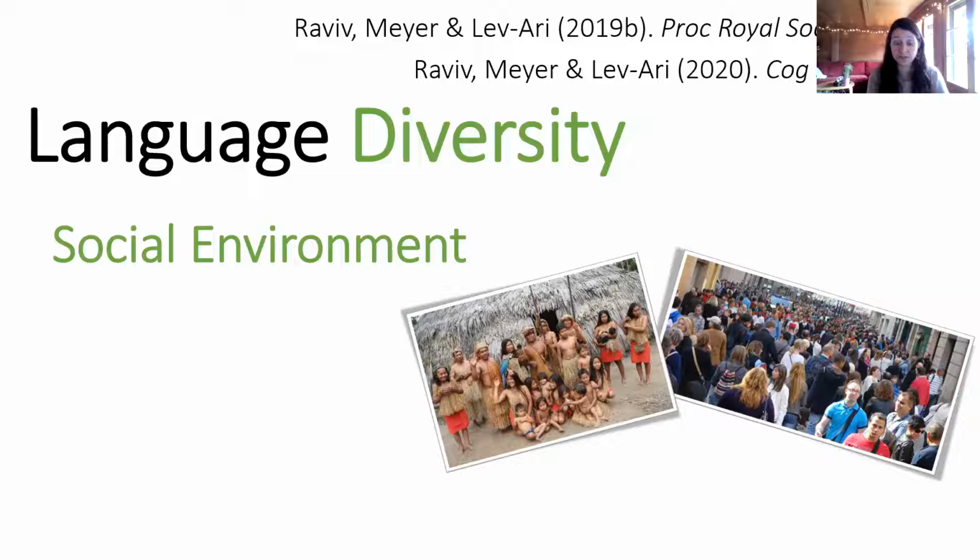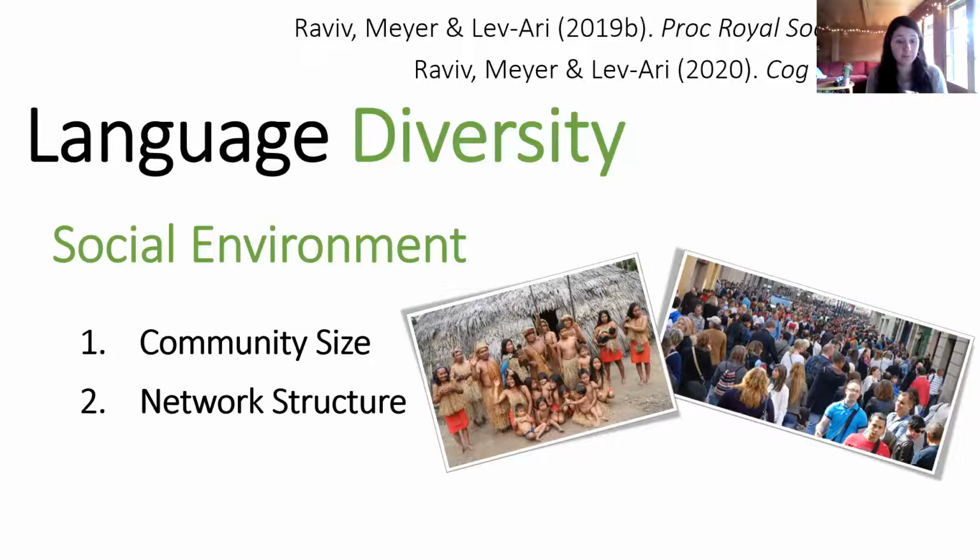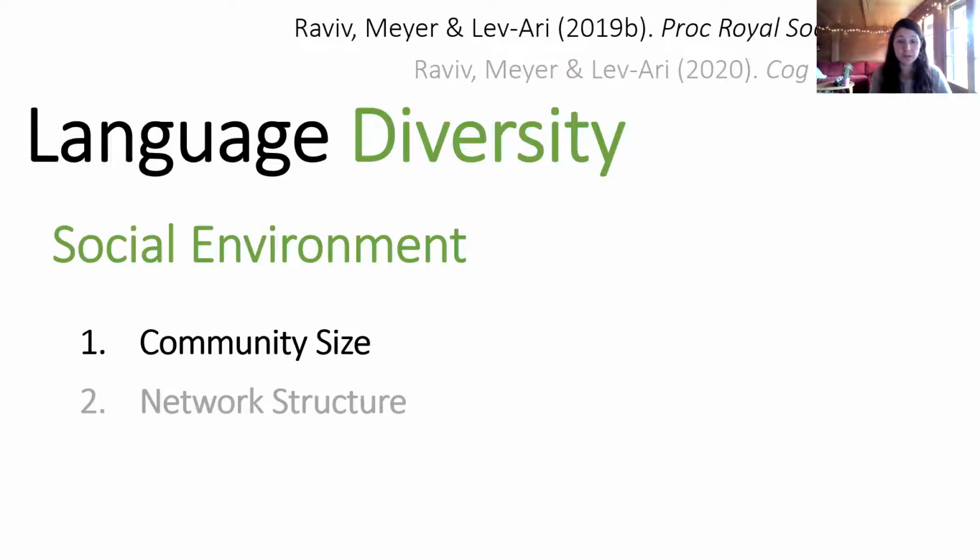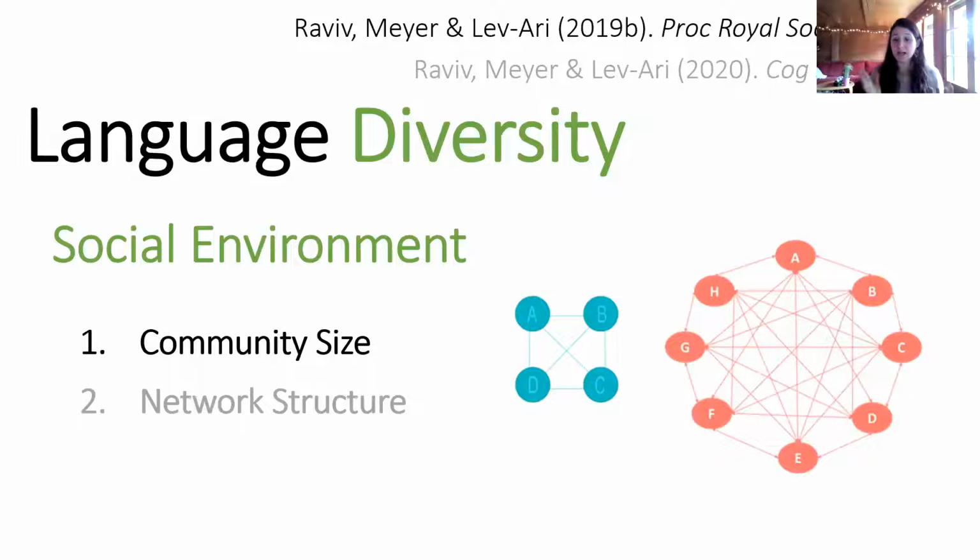So using the group communication paradigm that I showed you just now, I was able to experimentally tease apart different social features that may affect language diversity, namely community size and network structure, and to test how these shape the evolution of languages in the lab. So focusing on the effective community size first, here I asked, how does changing the size of the group affect the languages that would evolve in this group? Does interacting with more or fewer people lead to a difference in language structure? And to this end, I compared the languages that were formed in small groups of 4 people to those formed in larger groups of 8 people.